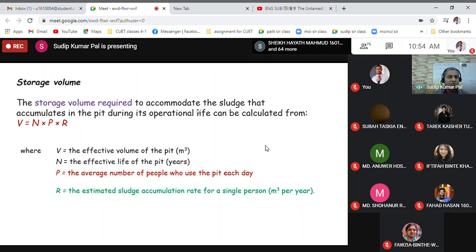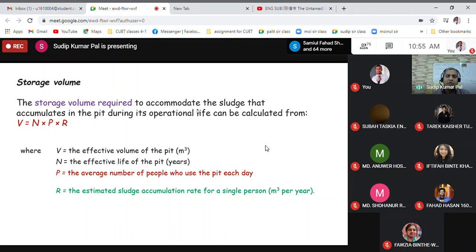V is the effective volume, N is the effective life of the pit, and P is the average number of people who use this. So the equation is very simple, as you can see: the calculation of volume, which also includes the uncertainty involved with the calculation. And some people sometimes increase this volume by 30% or 50% if there is a lot of uncertainty.